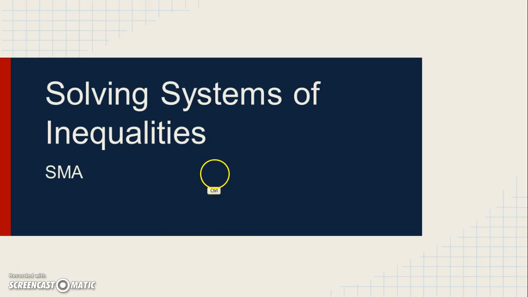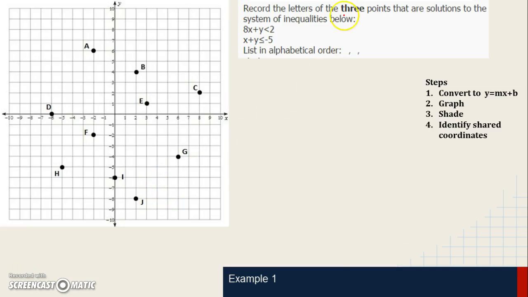So we're solving systems of inequalities. This is SMA 10. And we'll just jump into our first question that's talking about finding 3 points that are solutions to the system. If you remember when we did systems of equations, there was one point where the two lines overlapped. Well, now we'll begin to shade, which you can see in step 3, which will give us multiple points that overlap. So my first step is to convert to slope-intercept form, y equals mx plus b.